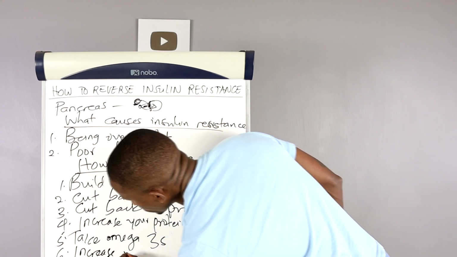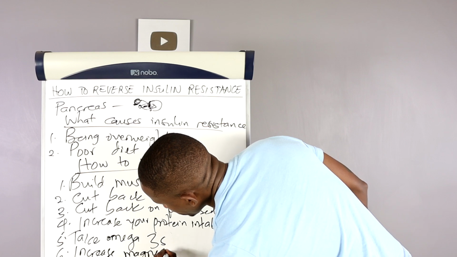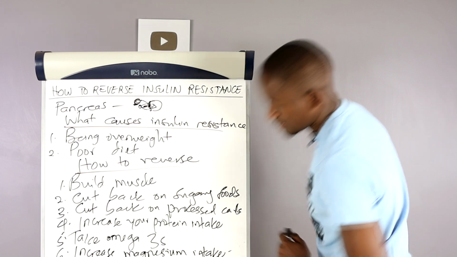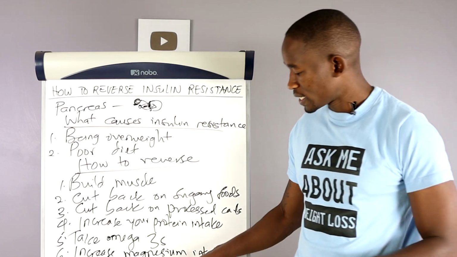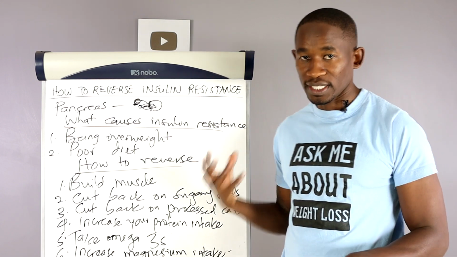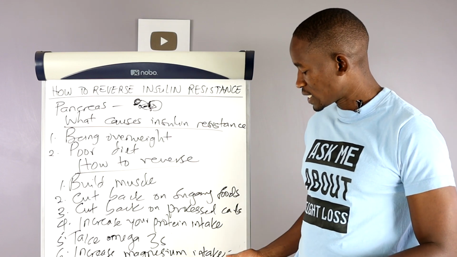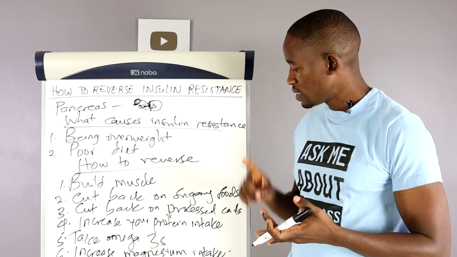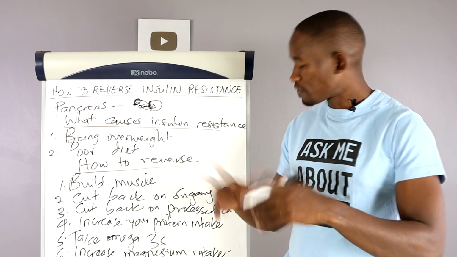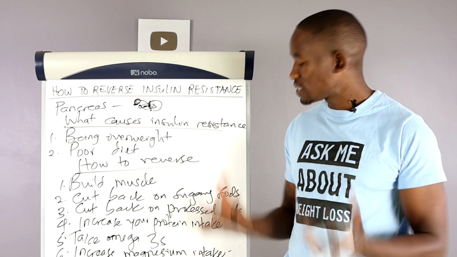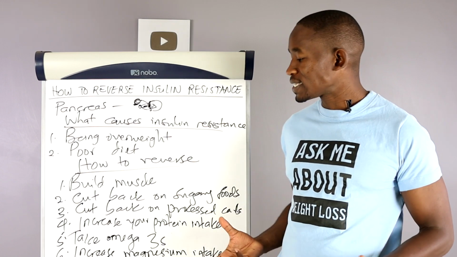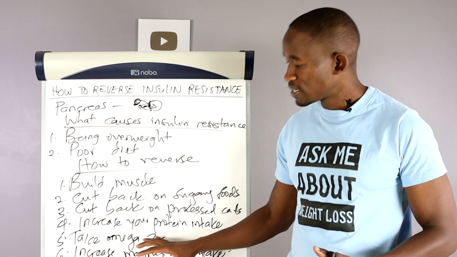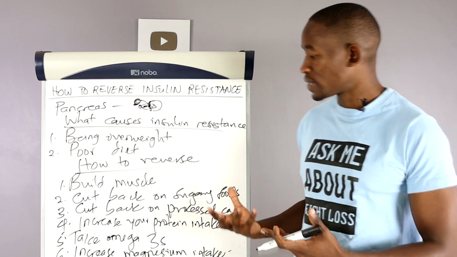Number 6, increase magnesium intake. Just like omega-3s, research shows that increasing your magnesium intake can also improve your insulin sensitivity. So to do this, you just need to increase your intake of foods such as pumpkin seeds, spinach, all types of nuts, but in moderation, and seeds in moderation as well because they contain fats. And you can also take supplements. If you do these 6 things, you'll be able to reverse insulin resistance.